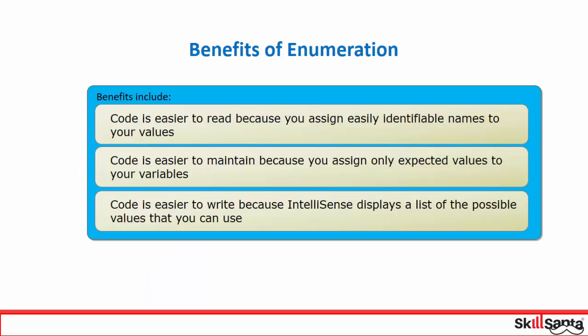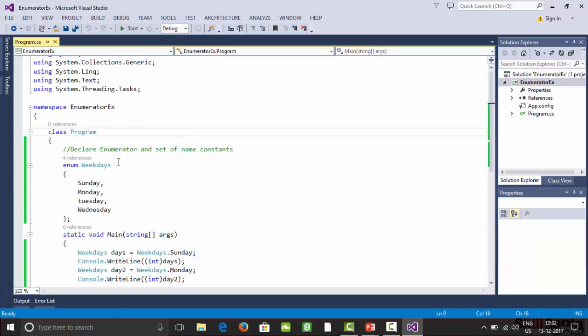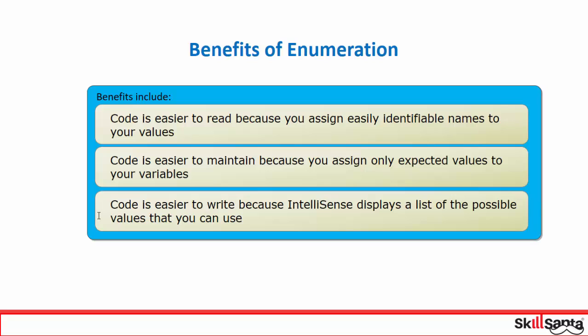Benefits of enumeration. Code is easier to read because you assign easily identifiable names to your values. In this example we can assign an identifiable name for a weekday: Sunday, Monday, Tuesday, Wednesday. Similarly, you can assign names for colors: red, green, blue, yellow, and you can assign default values for your colors also. Code is easier to maintain because you assign only expected values to your variables.